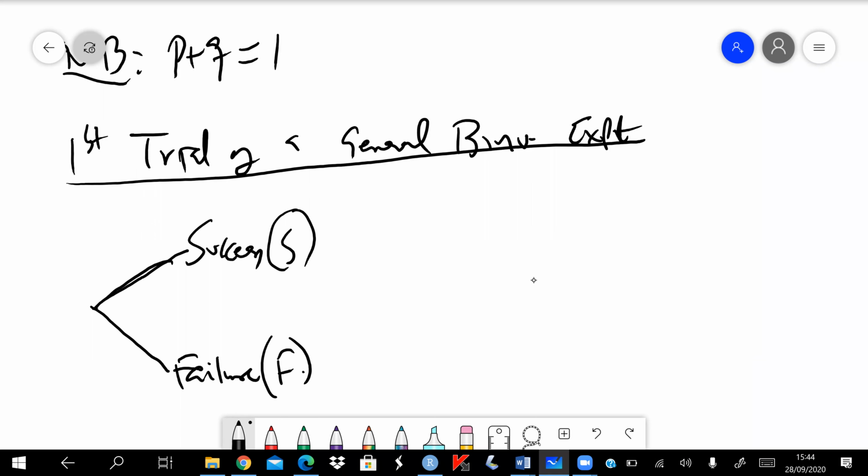From what we have just said, and I want to hear from you, what is the probability of success in this binomial experiment? You can just unmute yourself and say what you think. 1/2. 1/2. Someone else?